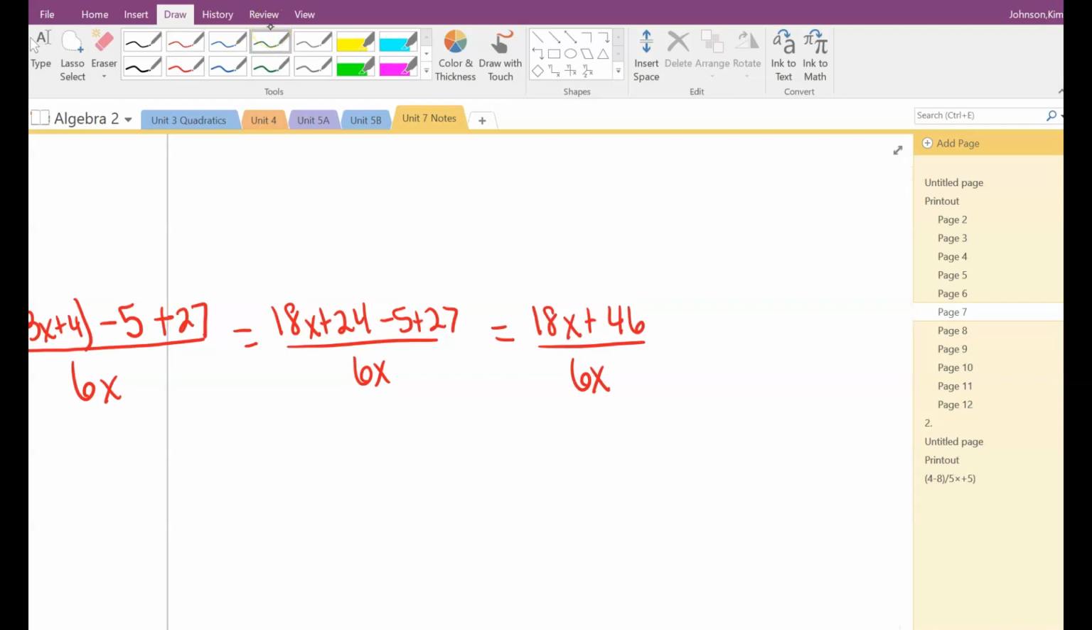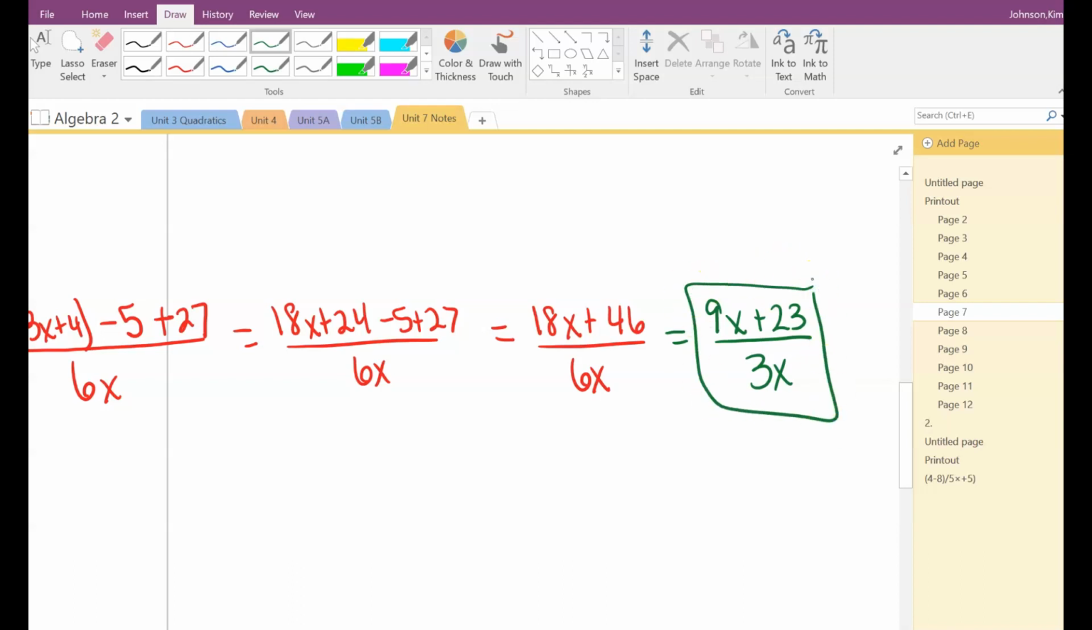And the last little bit of this is for me to go ahead and check and see, is there anything I can simplify out among all of these terms, right? So 18, 46, and 6 can all divide by 2. So since I can take out a factor of 2 now, this is going to be 9x plus 23 over 3x. And that's my final answer.